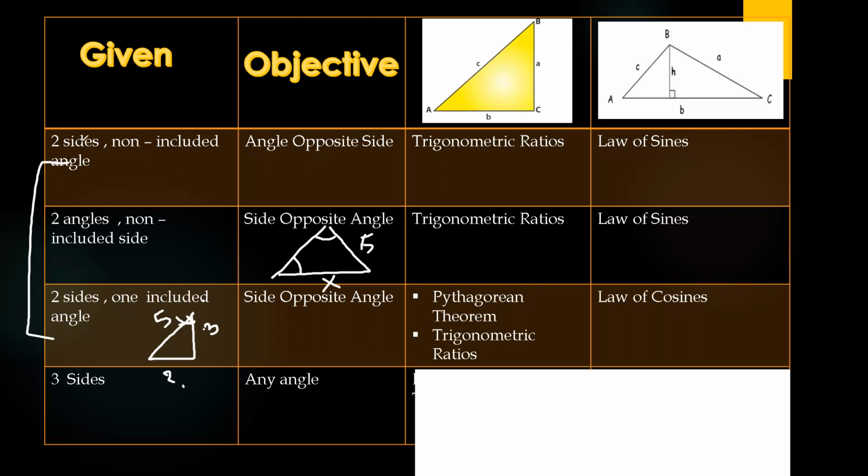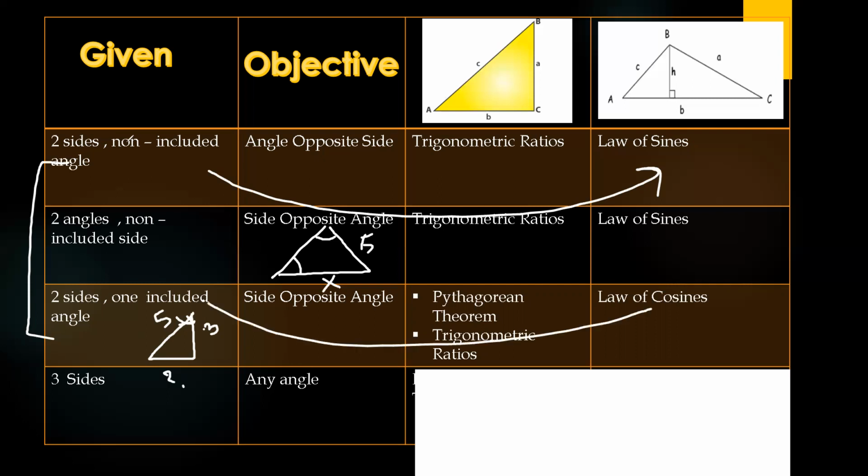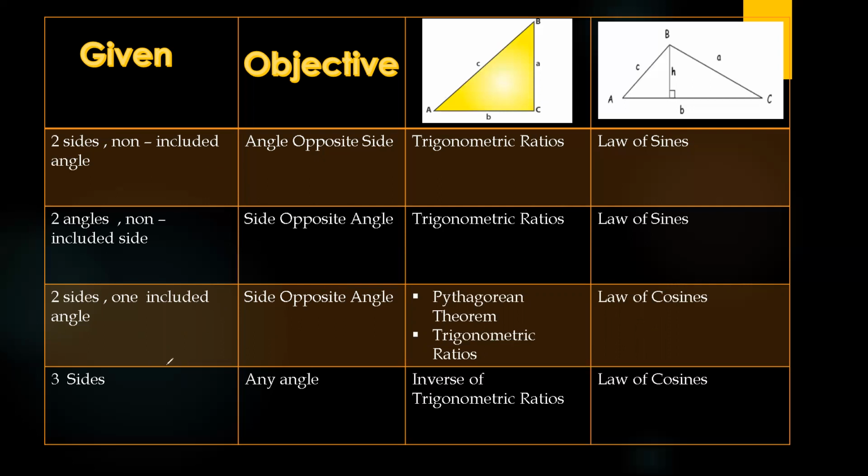If you have now two sides and a non-included angle, you have to use the law of sine. And if you have two sides and an included angle, you have to use the law of cosine. Two sides and the angle is not included, law of sine. But two sides and the angle is included, law of cosine. And the last one here, if you have three sides, and you need to find this angle.